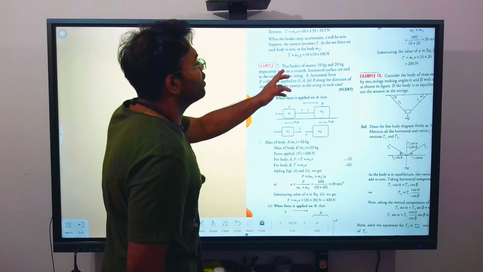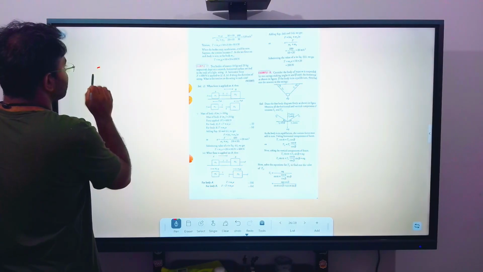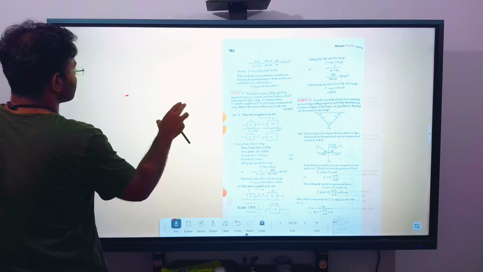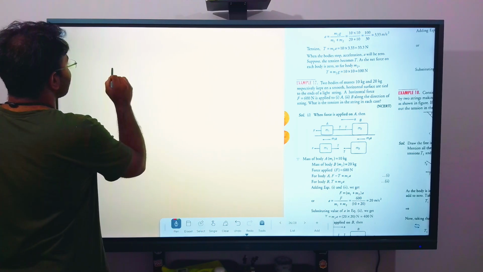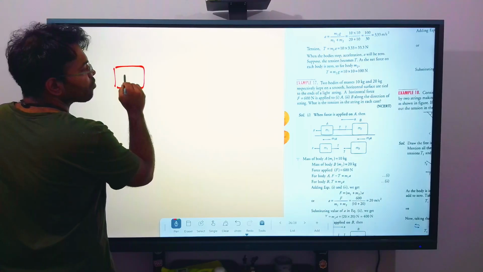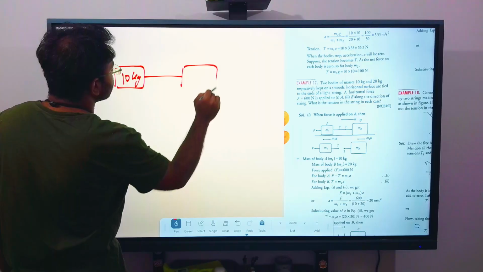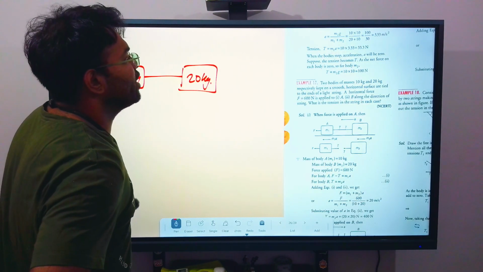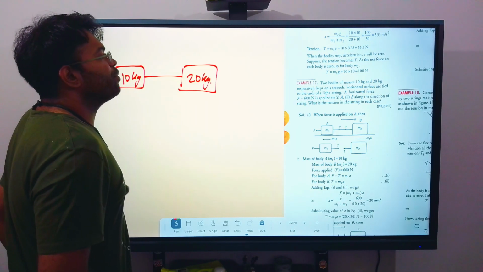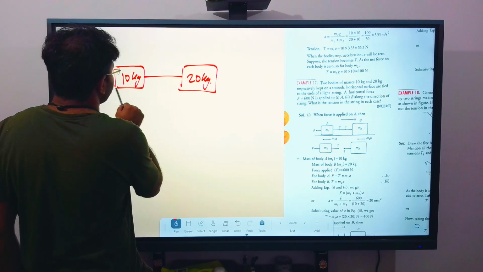Okay, so what is happening here? Two bodies of mass 10 kgs and 20 kgs. I'm just going to draw this here. So, two bodies of mass 10 kg and 20 kg respectively, kept on a smooth horizontal surface, are tied to the ends of a light string.